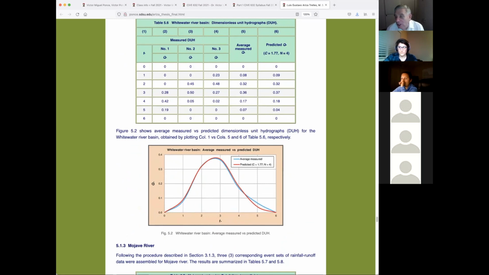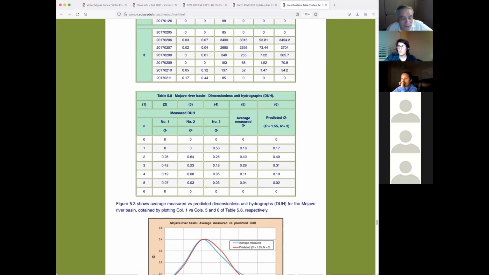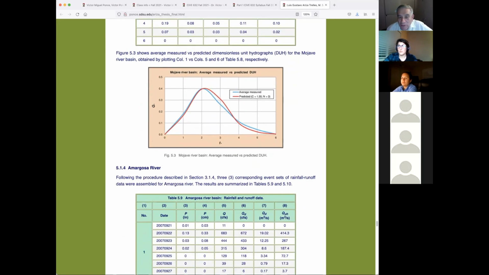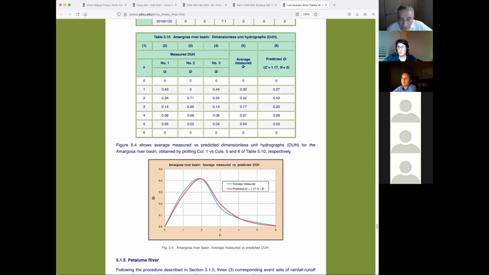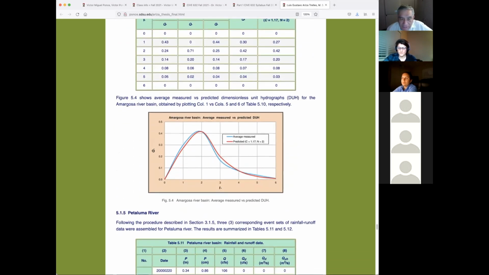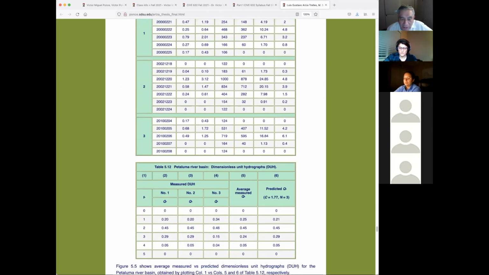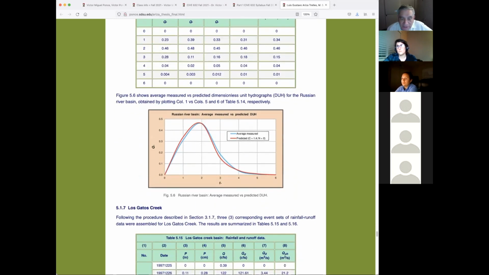Now, how good could this be? It cannot get any better than this. Hydrology is supposed to have a 20% error or 30%. Here, there's no error. Not all of the rivers are well behaved. Like this one was a little bit off, but we were trying to match the peak, and that's what I'm going to ask you to do in the homework, by the way. Likewise in here, Amargosa River, Petaluma River.